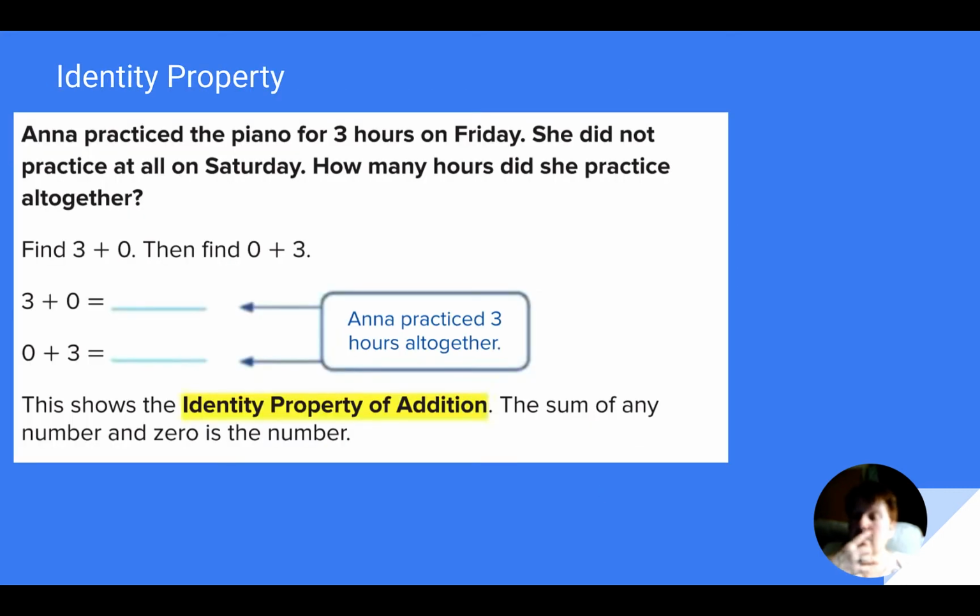The second one is called the identity property. So Anna practiced the piano for 3 hours on Friday. She did not practice at all on Saturday. So how many hours did she practice altogether? You have 3 plus 0. Then find 0 plus 3, which both of them equals 3. Because the identity property says the sum of any number and 0 is the number, not the 0. So again, write identity property and then put the sum of any number and 0 is the number.